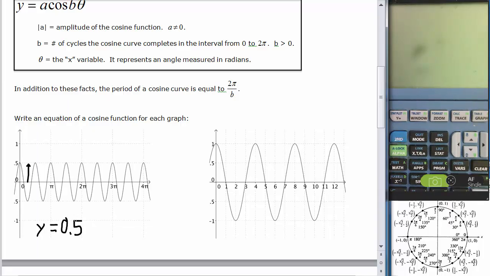We're going to use positive 0.5 because on a cosine graph, if the initial value is positive, we can think of this a value as being positive as well. And we're going to do cosine.